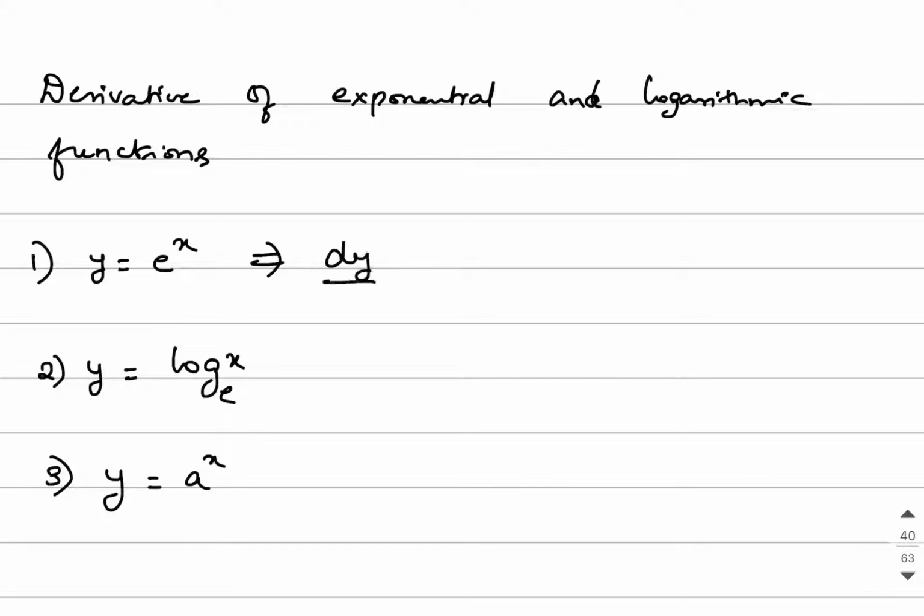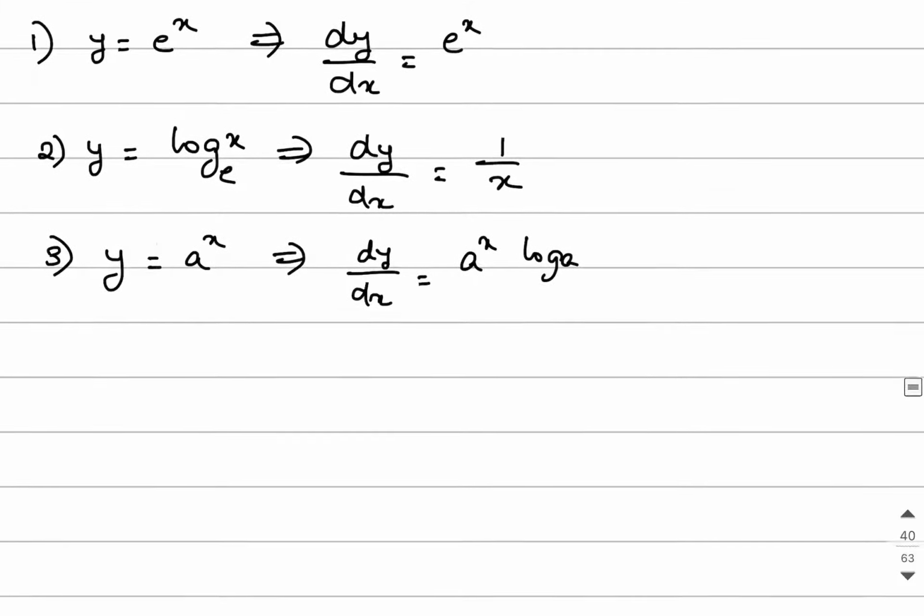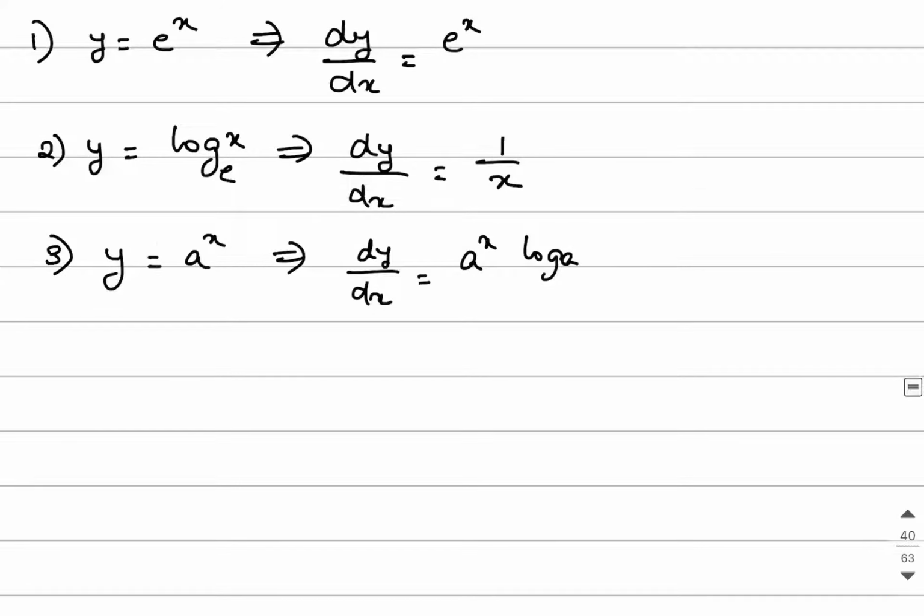So for this, dy by dx is e power x only. If y is equal to e power x, dy by dx is also e power x only. If y is equal to log x base e, then dy by dx is equal to 1 divided by x. If y is equal to a power x, then dy by dx is equal to a power x log a. Now we will see the derivation for each case. We will see the proof.